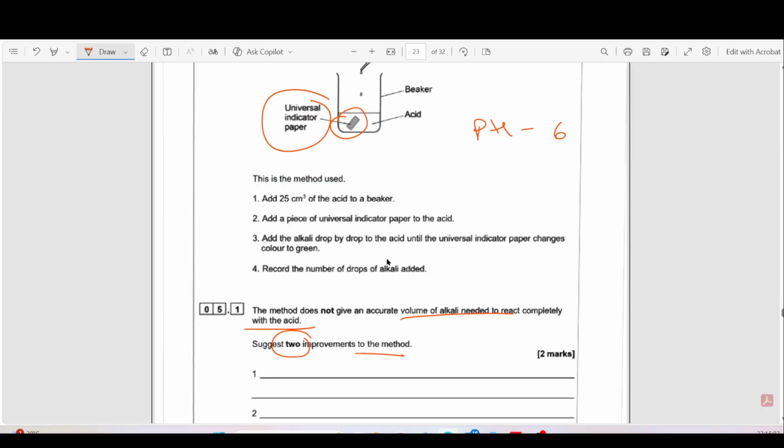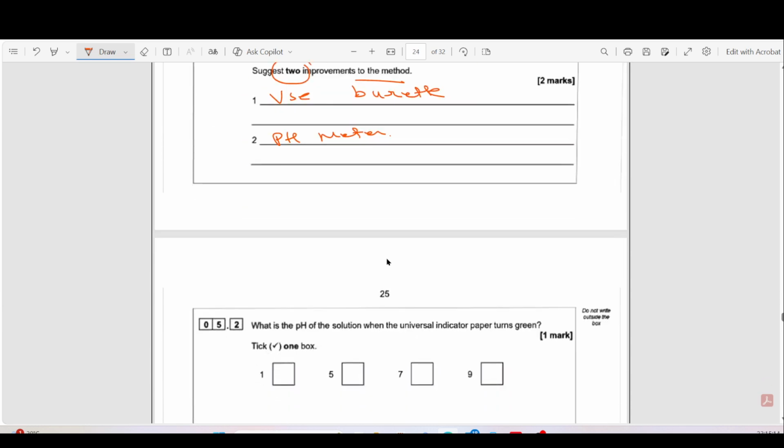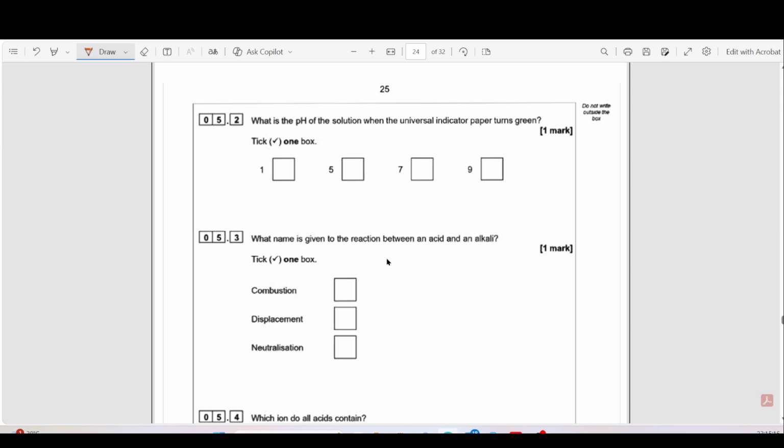So first, use a burette, and second is a pH meter, which gives us digital values. And then we have this one. So the pH of a solution when universal indicator turns green is 7, which is neutral.